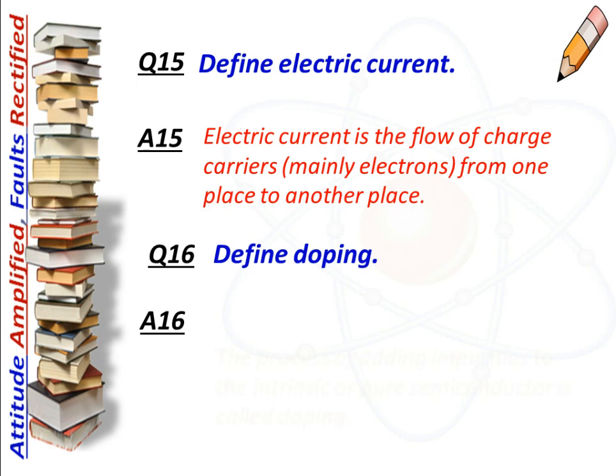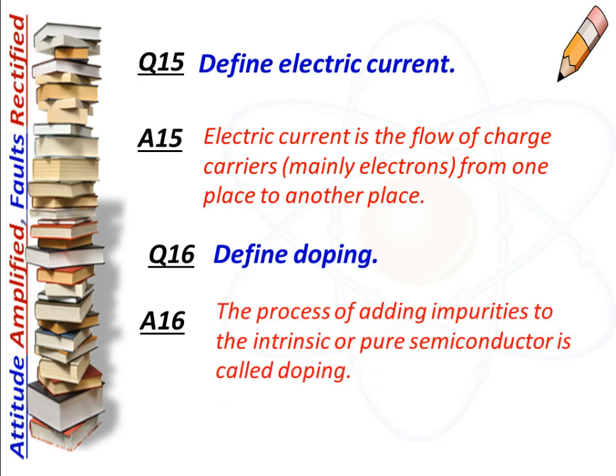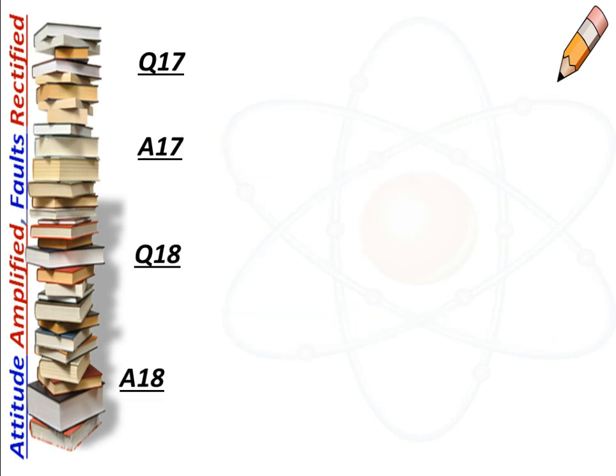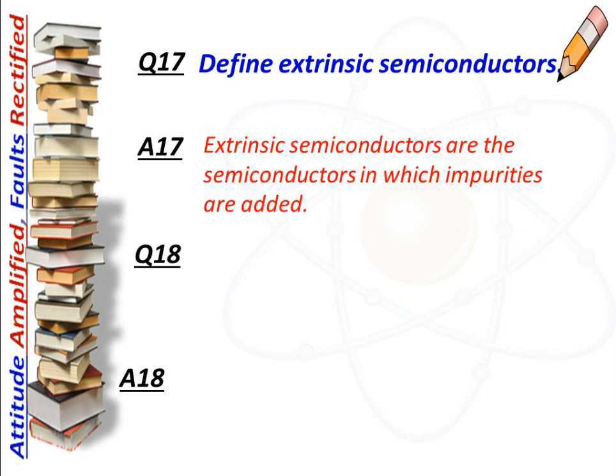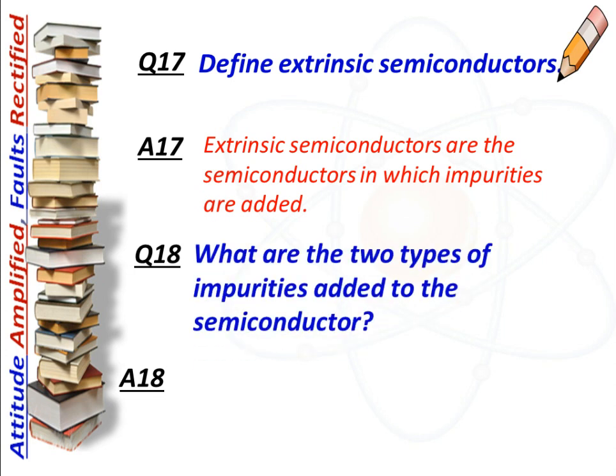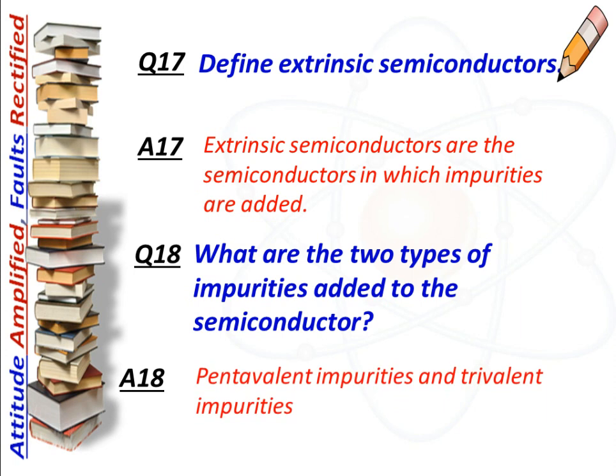Define doping. The process of adding impurities to the intrinsic or pure semiconductor is called doping. Define extrinsic semiconductors. Extrinsic semiconductors are the semiconductors in which impurities are added. What are the two types of impurities added to the semiconductor? Pentavalent impurities and trivalent impurities.